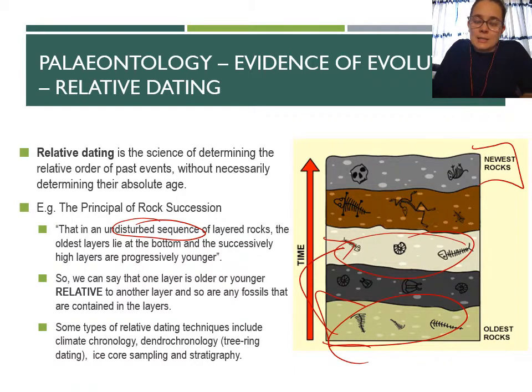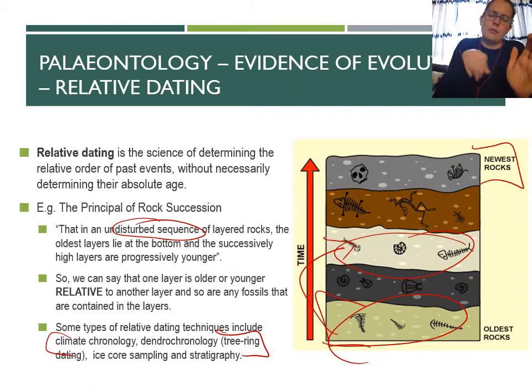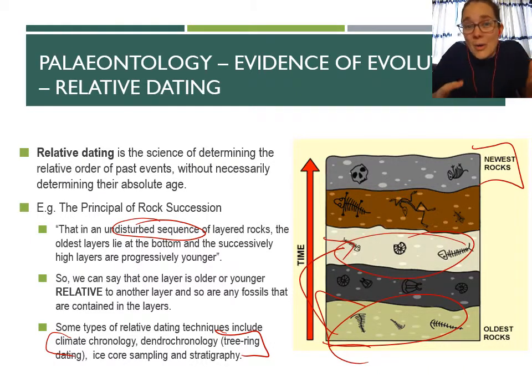But we can get things like a climate chronography, so roughly the climate changes that are occurring over time. We can use tree ring dating as a part of this. You might have heard the old wives' tale that if you chop down a tree and you look at all the circles inside of it, then you know how old that tree is. That's what they're talking about there when they talk about dendrochronology. Oh my gosh, I'm never going to be able to say that word right.